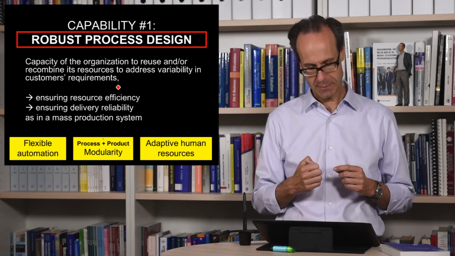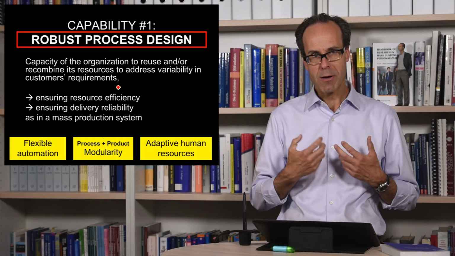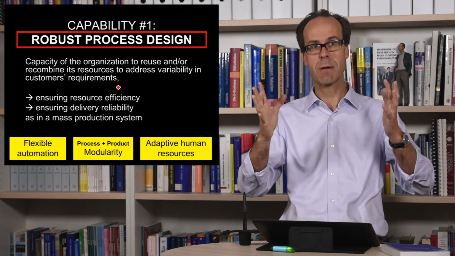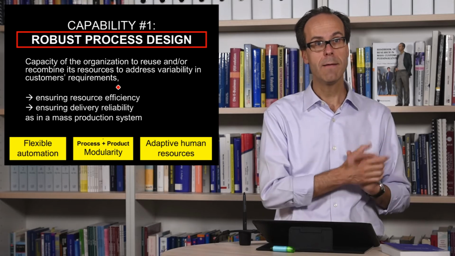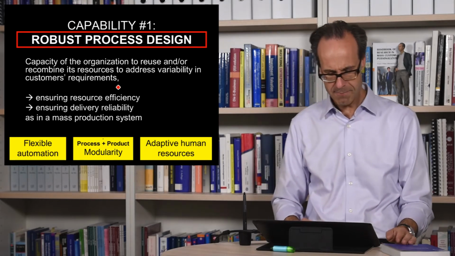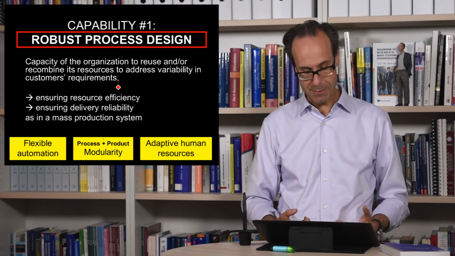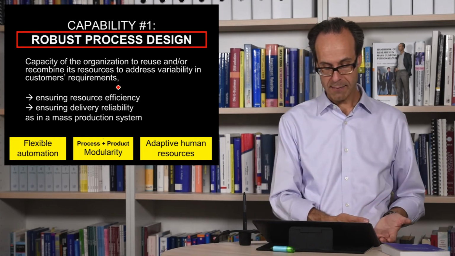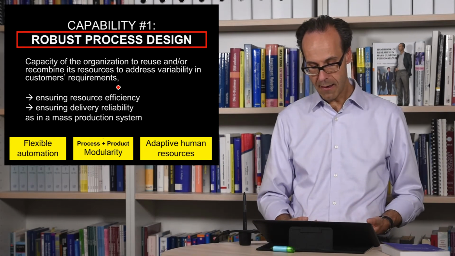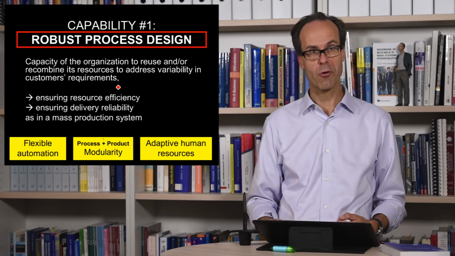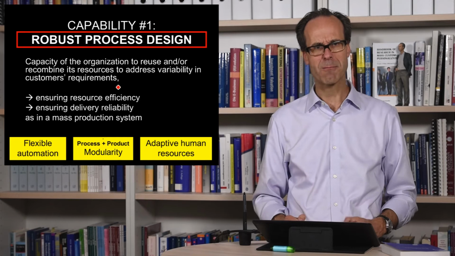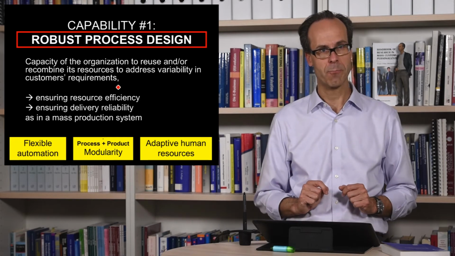So the idea is really that whatever is predetermined, as I said earlier, can be produced as if it would be the same. And how can this be done? With three sub-capabilities. One is flexible automation, robust process and product modularity, and adaptive human resources.